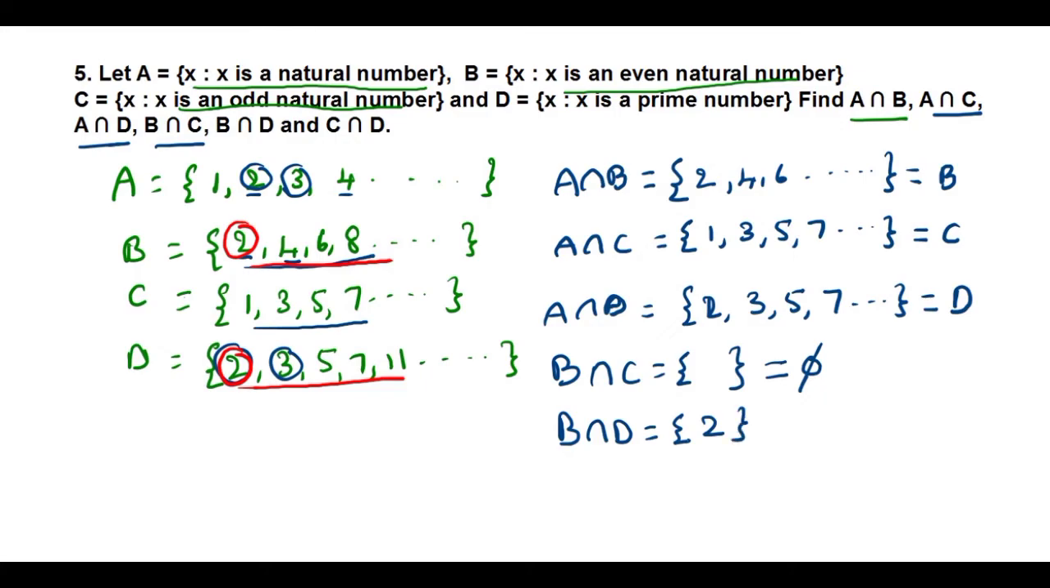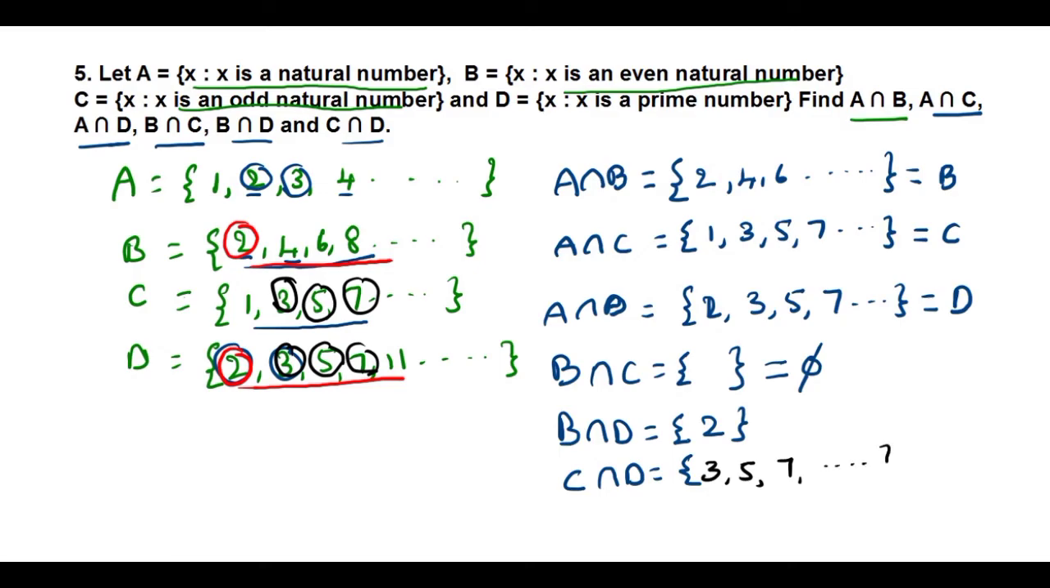And what is C intersection D? C is the odd numbers, D is the prime numbers. Then we get odd prime numbers. You can find out: 3 is common, so we write 3. 5 is common in both, we write 5. 7 is common, then we write 7. And so on like this. So this is the answer for this question.